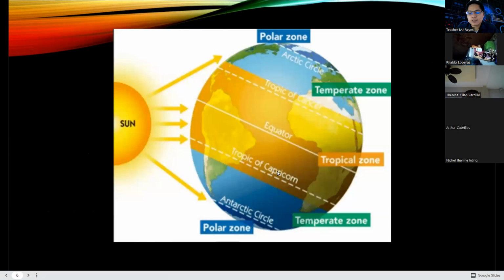If you look at the diagram, as you can see, this is the tropical zone. This is the temperate zone. And this is the polar zone. We are actually near the equatorial line. We are near the Tropic of Cancer.